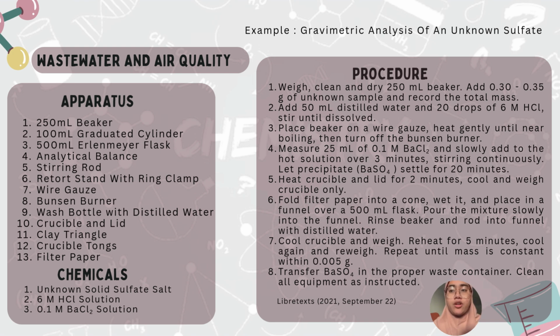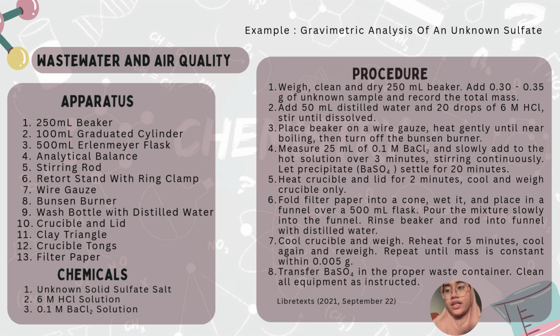So for our methodology, regarding wastewater and air quality, the experiment is gravimetric analysis of an unknown sulfate. For the apparatus, we need a 250 ml beaker, 100 ml graduated cylinder, 500 ml Erlenmeyer flask, analytical balance, stirring rod, retort stand with ring clamp, wire gauze, Bunsen burner, wash bottle with distilled water, crucible and lid, clay triangle, crucible tongs, and filter paper. For the chemicals, we need unknown solid sulfate salt, 6 molar hydrochloric acid solution, and 0.1 molar barium chloride solution.